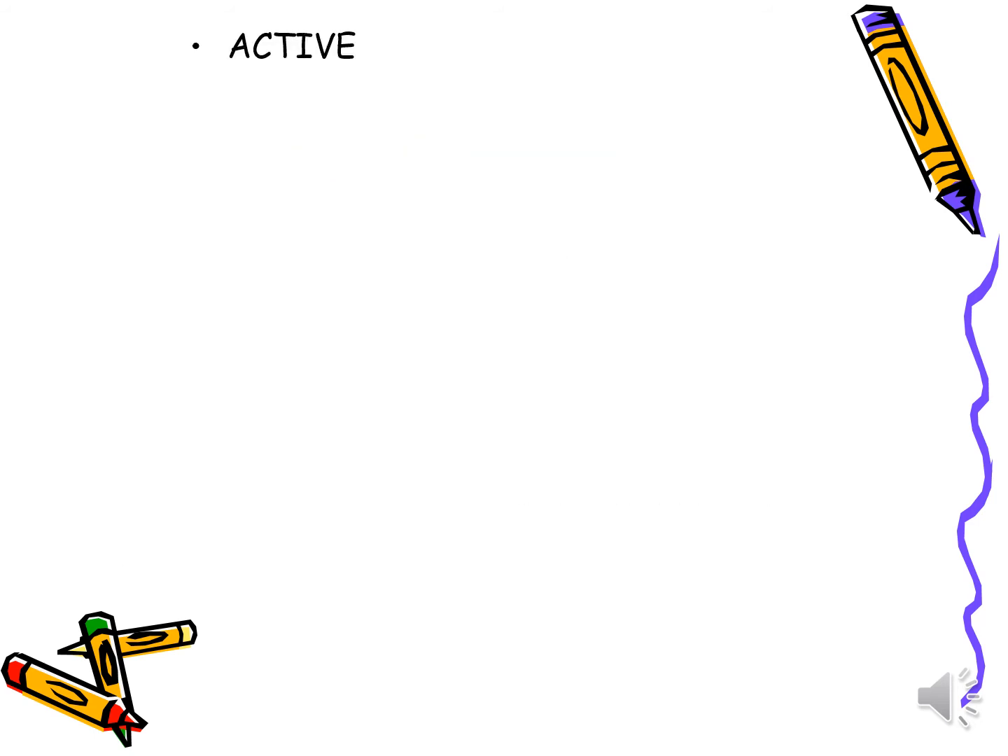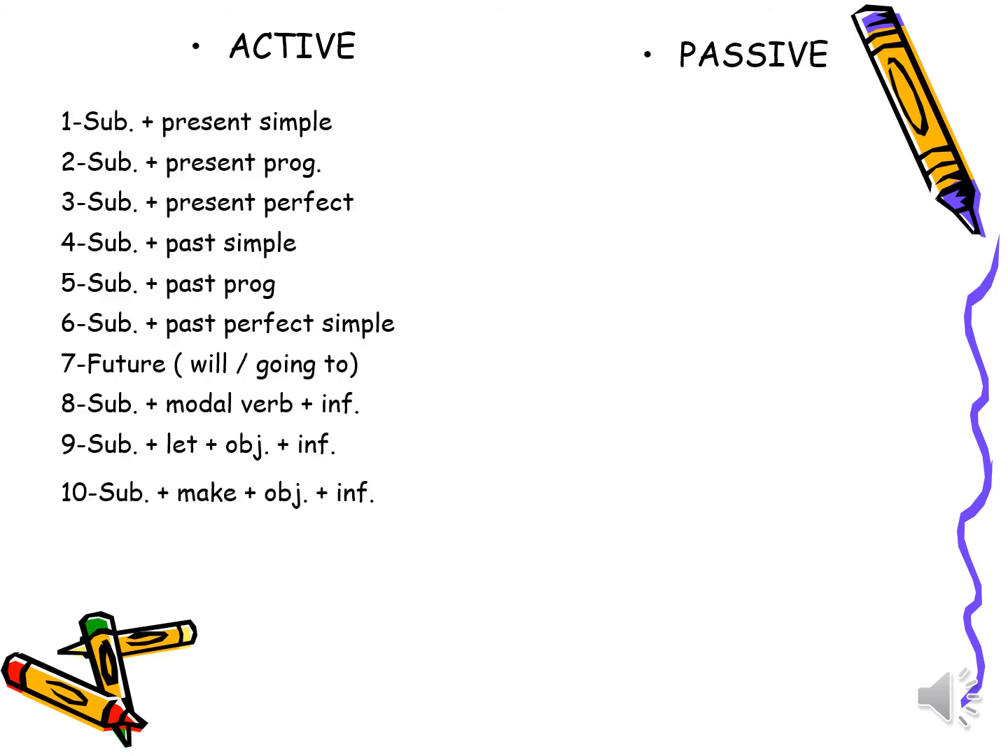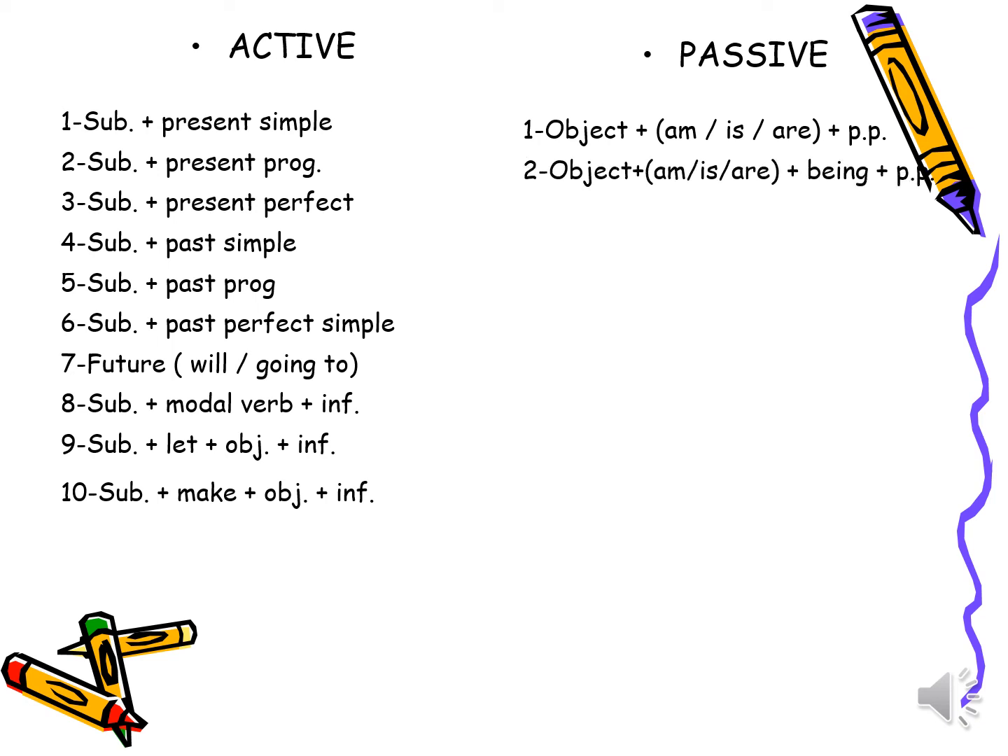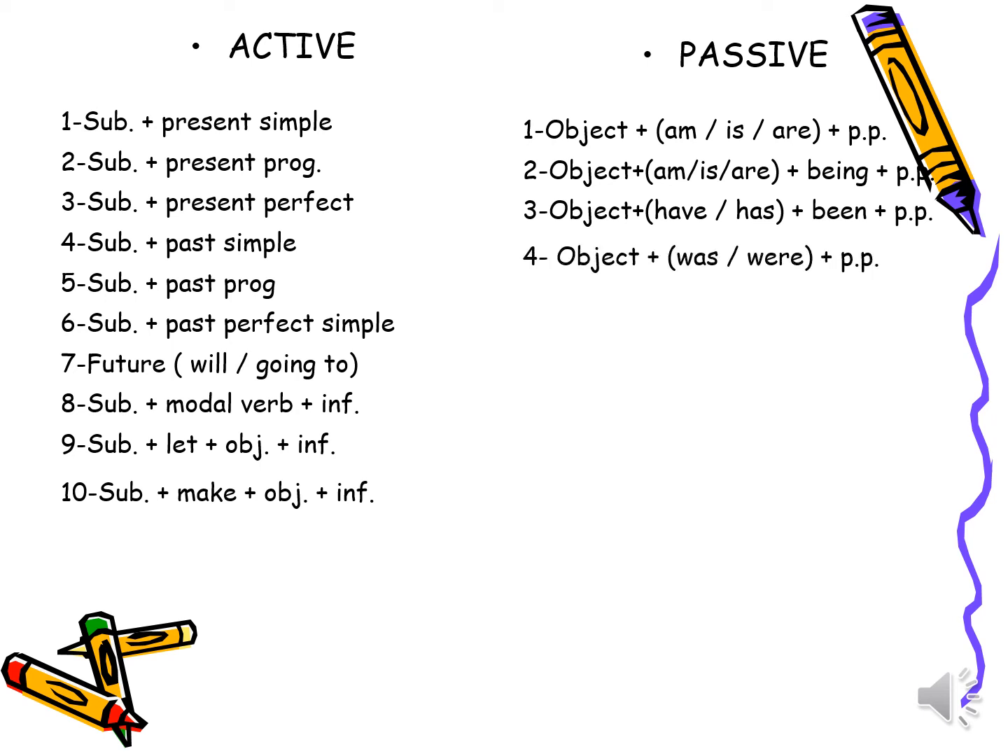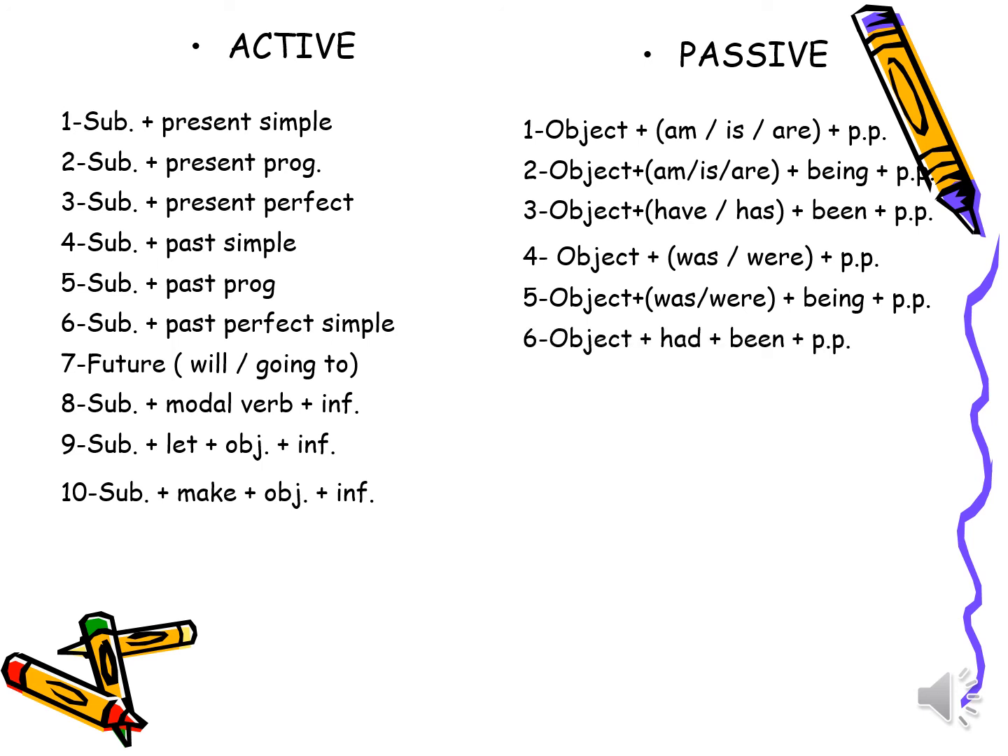Finally, let's remember the forms of the passive. We have here the active. How to form the passive? Number one, present simple: the object plus verb to be, am, is, are, plus past participle. Number two, present continuous: am, is, are, plus being, plus past participle. Number three, present perfect: have or has, plus been, plus past participle. Number four, past simple: was or were, plus past participle. Number five, past continuous: was or were, plus being, plus past participle. Number six, past perfect simple: had, plus been, plus past participle.